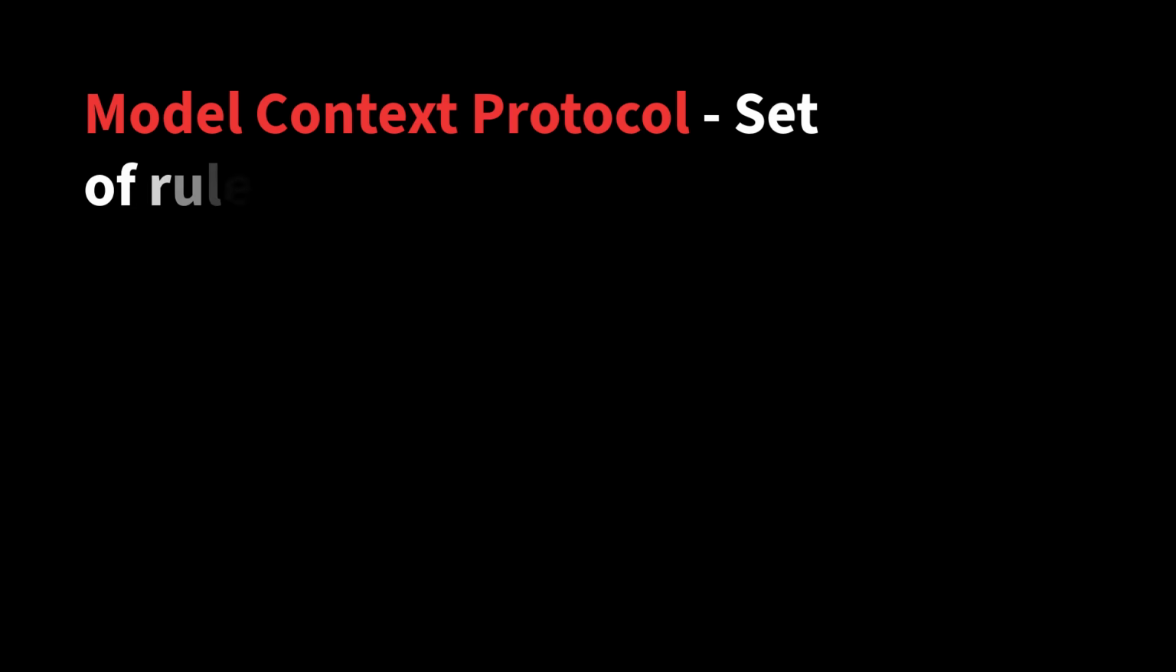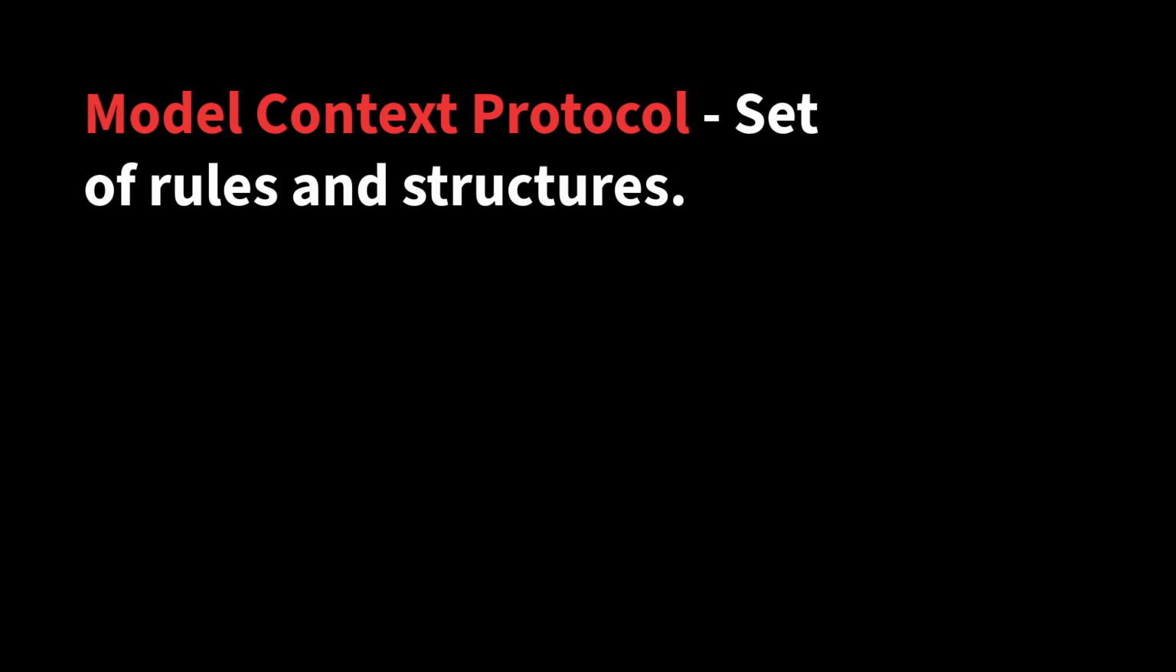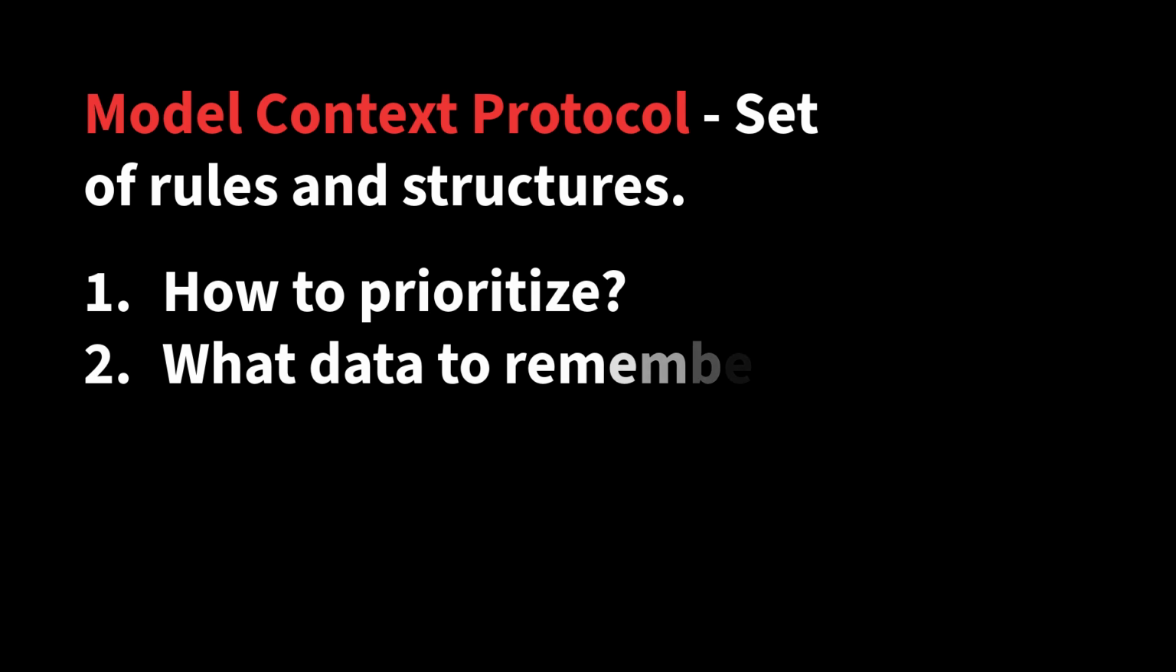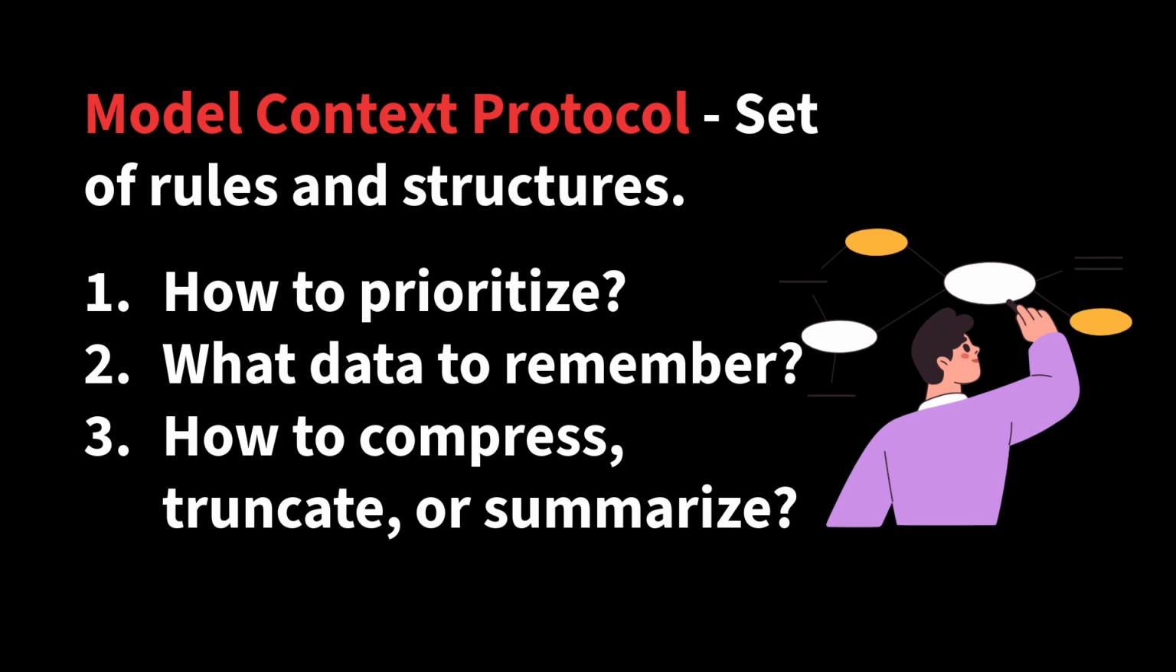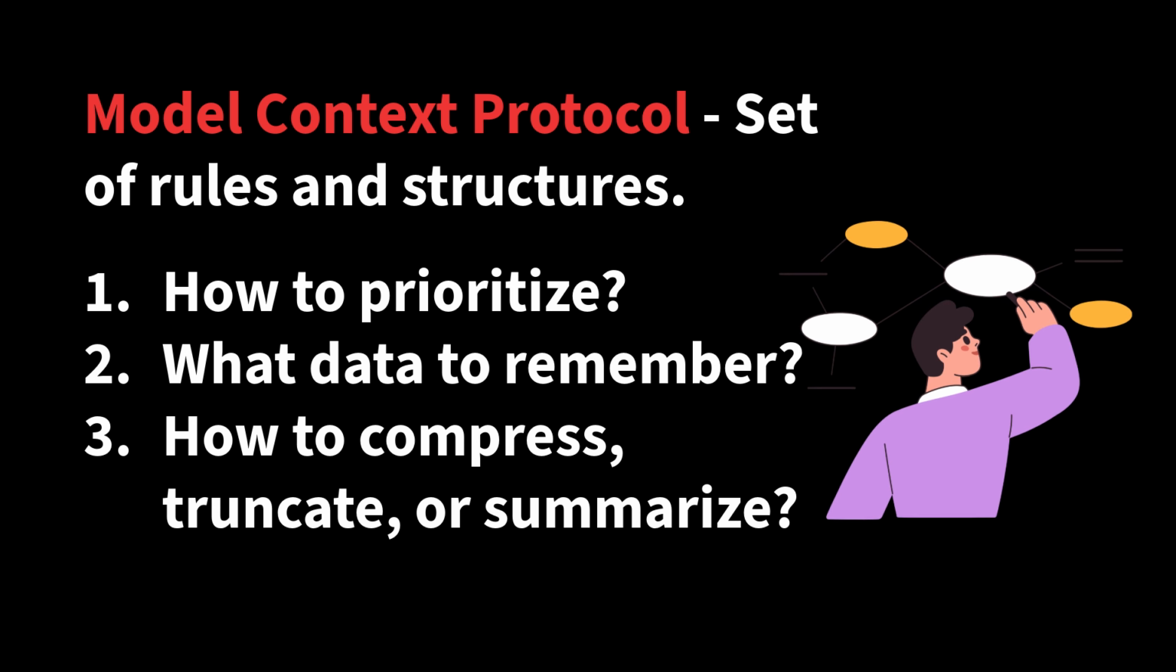And that's where the Model Context Protocol comes in. It is a set of rules and structures that tells the model how to prioritize different parts of the conversation, what data to remember temporarily or permanently, and how to compress, truncate, or summarize older information when space runs out. Without this protocol, the model would lose track of your chat after a few turns.